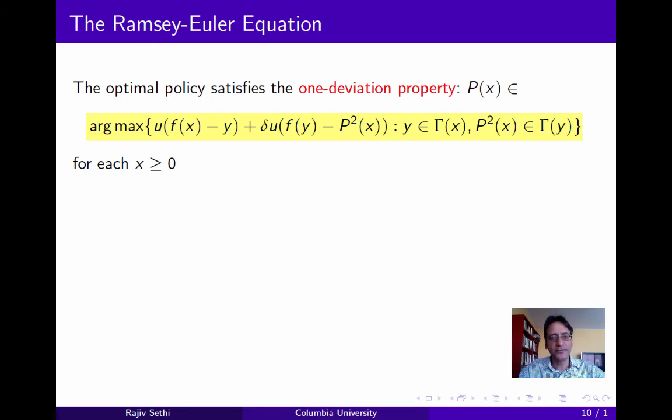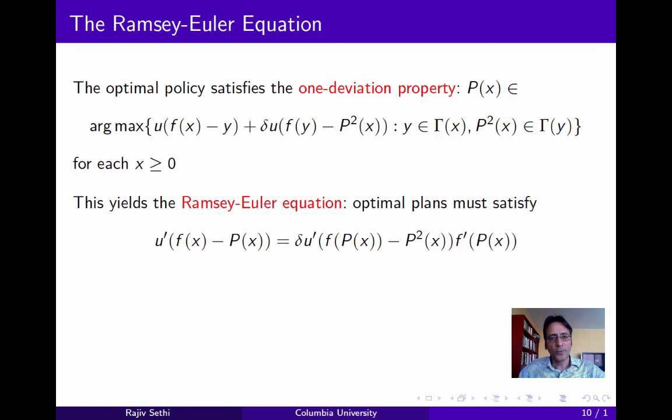And this is very intuitive, because if this did not hold, then there would be some value of y that differs from the optimal plan, which would increase the sum total of today's utility and the discounted value of tomorrow's utility, while leaving all other utility levels unchanged, in which case your plan could not have been optimal in the first place. Now the one deviation property immediately yields what's called the Ramsey-Euler Equation, or the Euler Equation, which states that optimal plans must satisfy the condition shown on the slide.